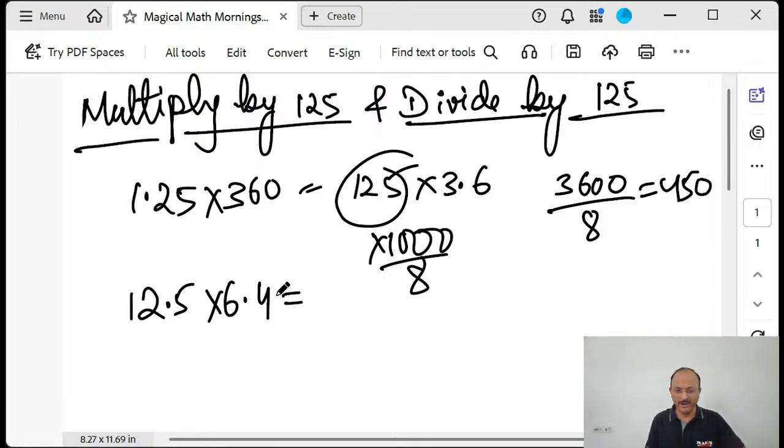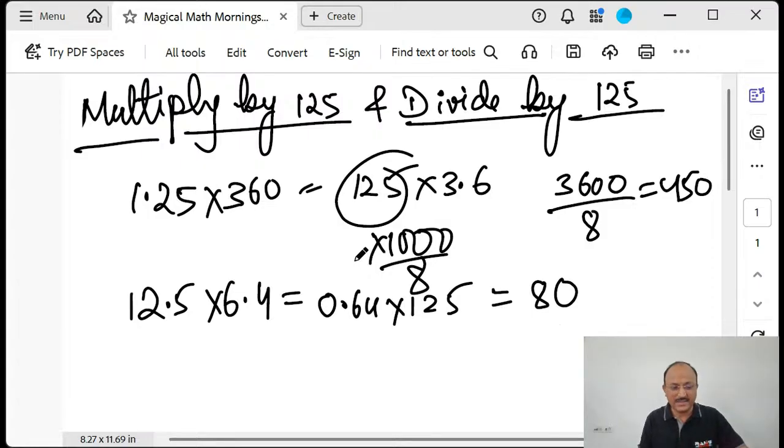Suppose you want to multiply 12.5 into 6.4. What do we do? Convert this one into 125 by shifting the point one place to the right side. So the other number will shift to the left side. 0.64 into 125. 0.64 by 8 is how much? 0.08. Multiply by 1000. It is nothing but 80. Simple. Will you try one or two problems?